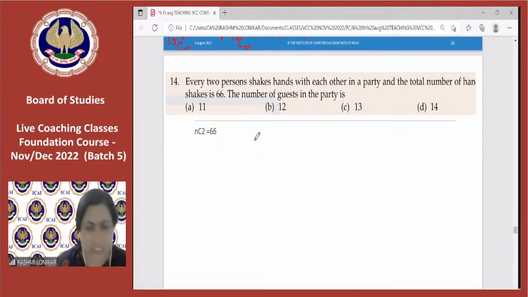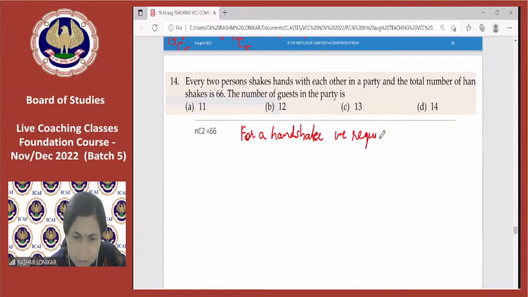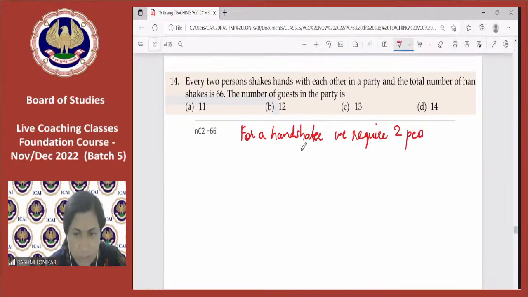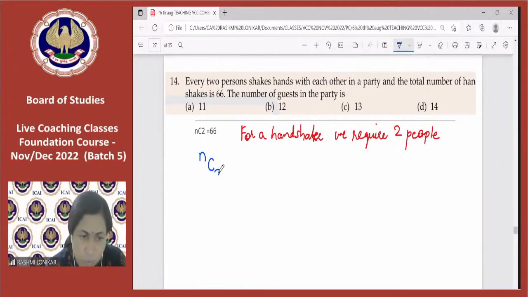Yes, Latif. Thank you. Now see, for a handshake, how many people do you require? For a handshake, we require 2 people. Okay. We require 2 people. So just remember that. So I have nC2, 2 people.